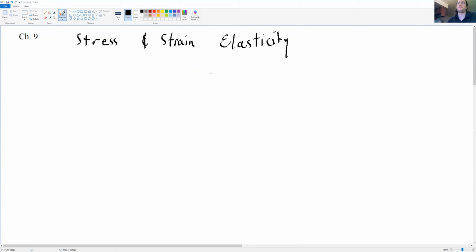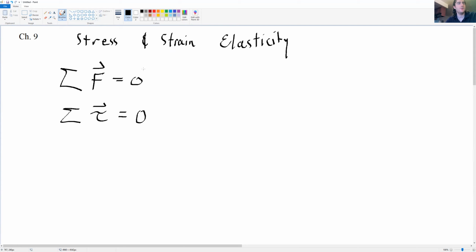Just to remind you, for the static equilibrium portion, we summed up all of the forces to zero, and we summed up all of the torques to zero. We have to do this as vectors here. We didn't really look at torque as a vector, and we don't really have to in this class as long as we keep things two-dimensional. But this is what we covered last time.